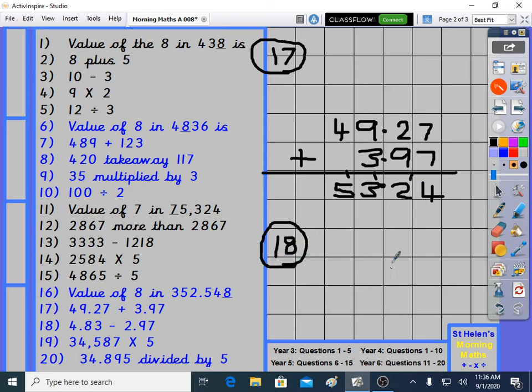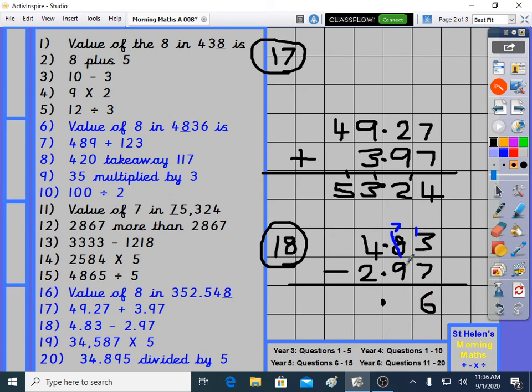18 minus, line up the decimal point, 4.83, 2.97. Always line up this decimal point. 3 take away 7, don't get tricked. It's not 4 because we can't do it. 3 take away 7 you can't do. 8 can go down to a 7 and give them 1. 13 take away 7 is 6.